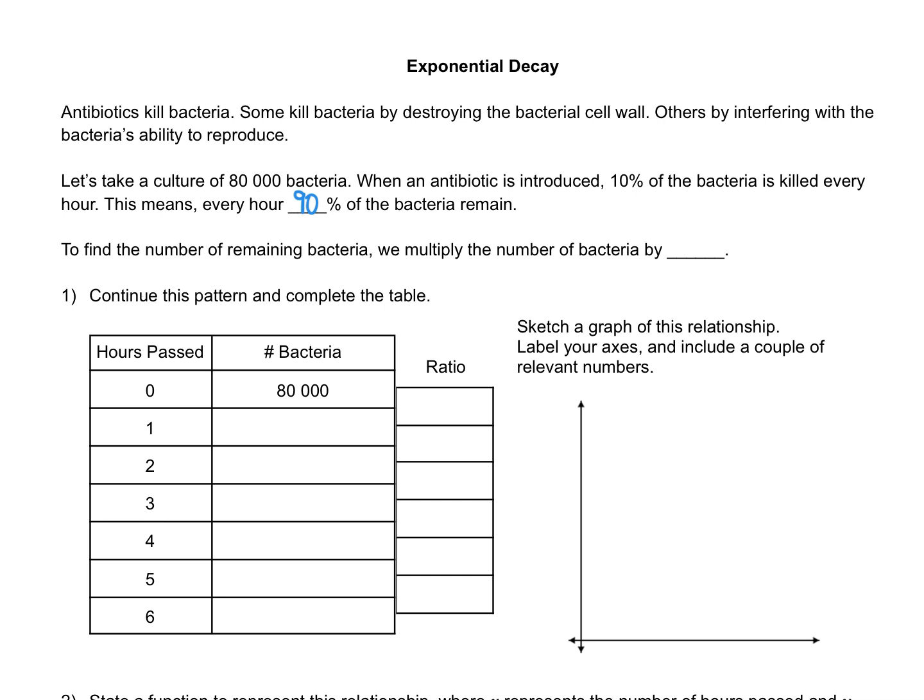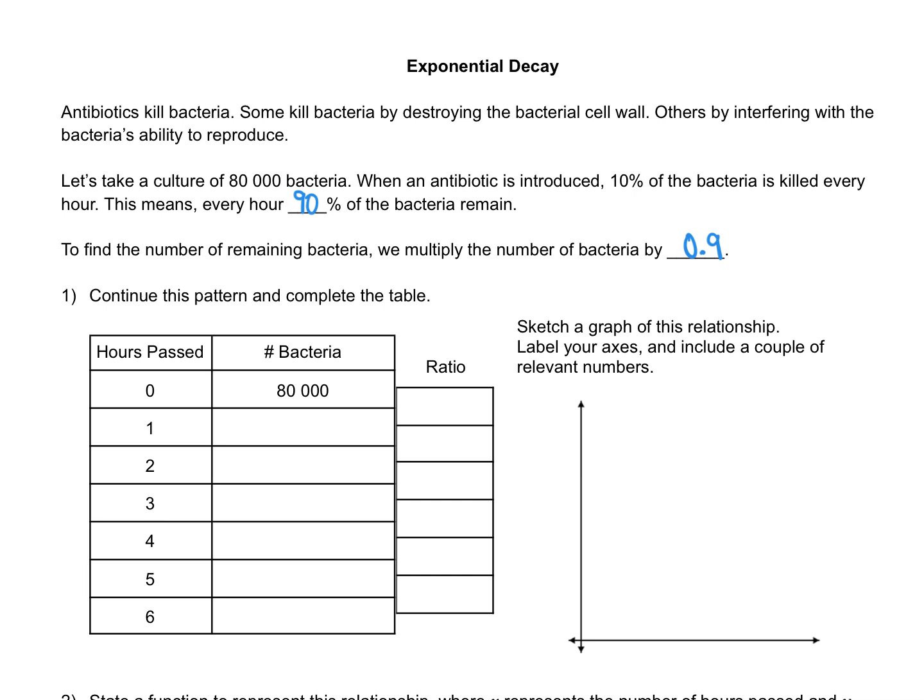To find the number of remaining bacteria, we multiply the number of bacteria by 0.9, and that's 90%, because whenever we want to take a percentage of a number, we multiply that number by the percentage divided by 100. So let's continue this pattern and complete the table.